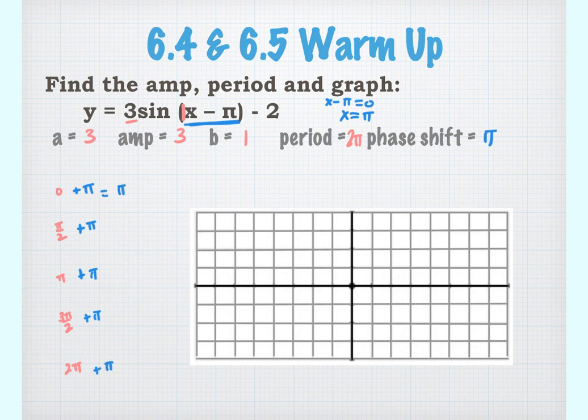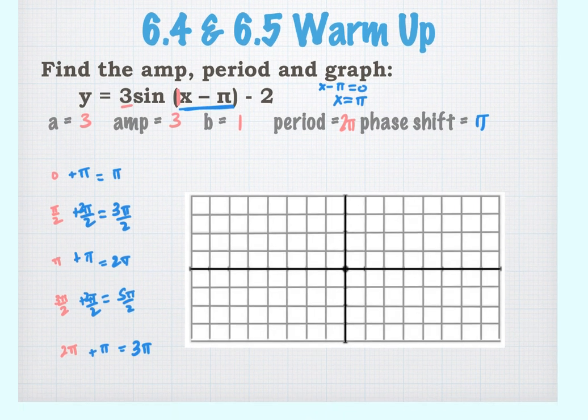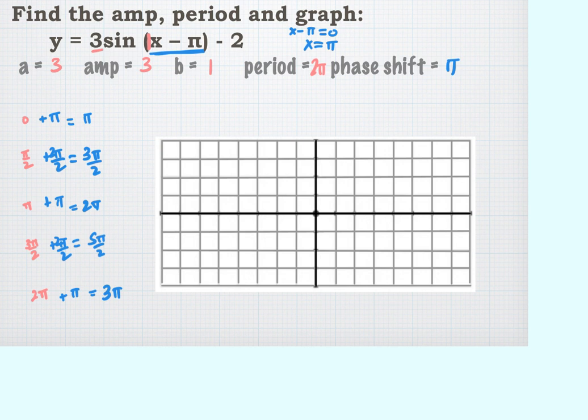I'd get pi. This would be 2 pi over 2. So this is 3 pi over 2. This is 2 pi. This is 2 pi over 2 again. 5 pi over 2. And this is 3 pi. So the first coordinate point on the x-axis is pi. So if I plot pi, and then I plot 3 pi over 2, and then I plot 2 pi, and then I plot 5 pi over 2, and then I plot 3 pi, those are my key points.